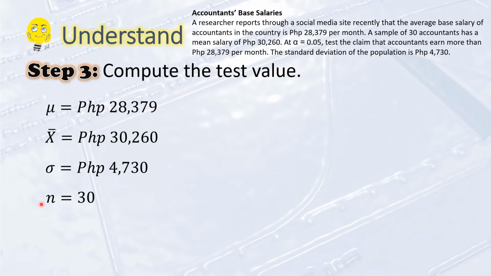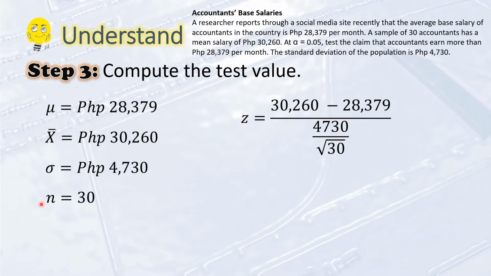Substituting this information to the formula, we have z is equal to 30,260 minus 28,379 all over 4,730 divided by the square root of 30.